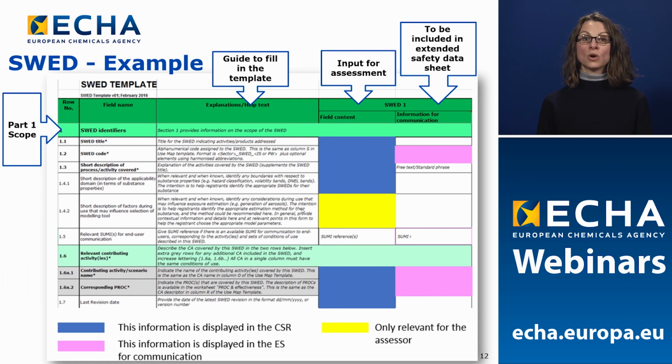In the SWED, it's also indicated which information will be used where. For example, some information will only be used for the exposure assessment and reported in the chemical safety report of the registrant, while other information is aimed to be reported in the exposure scenario for communication that will be attached to the extended safety data sheet. Understanding where the information will be used and by whom is very important for the downstream user and for the downstream user sectors. So make sure that you indicate the right information in the right place.